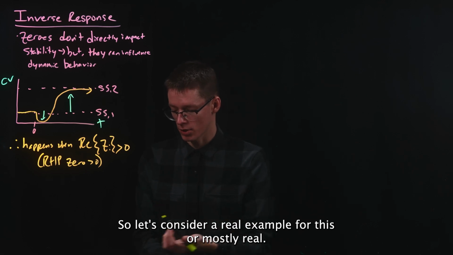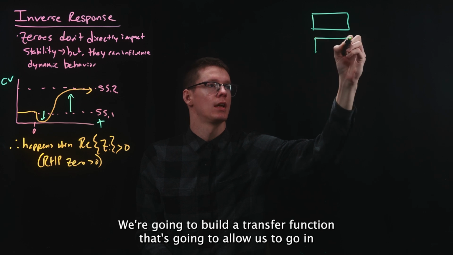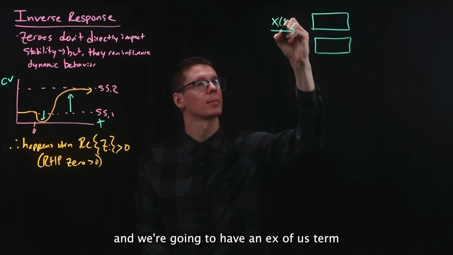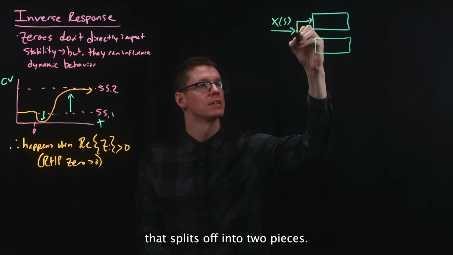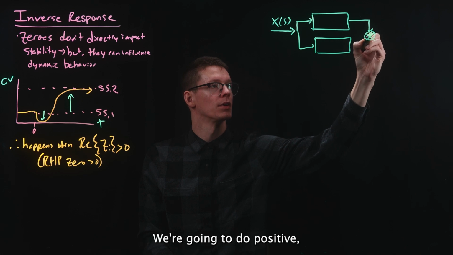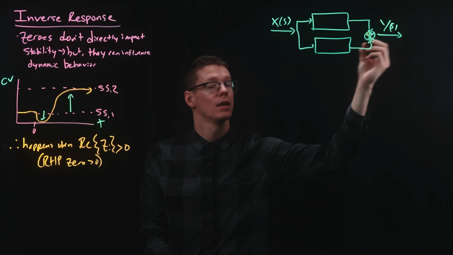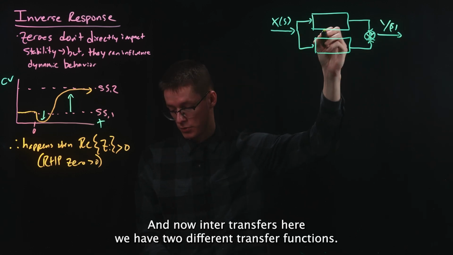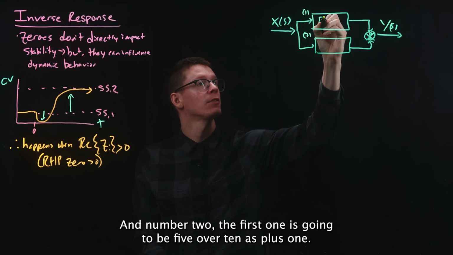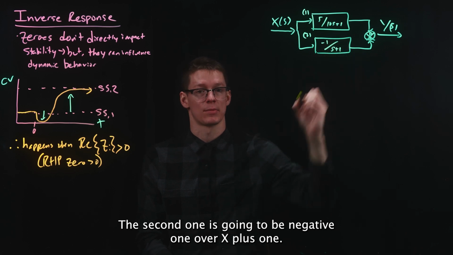So let's consider a real example for this, or mostly real. We're going to build a transfer function that's going to allow us to go in, and we're going to have an x of s term that splits off into two pieces, and then it's going to recombine. We're going to do positive, positive to recombine and yield out y of s. And now in our transfers here, we have two different transfer functions, number 1 and number 2. The first one is going to be 5 over 10s plus 1. The second one is going to be negative 1 over s plus 1.